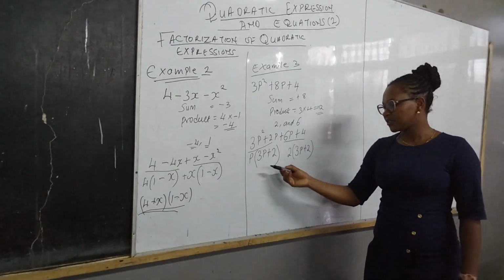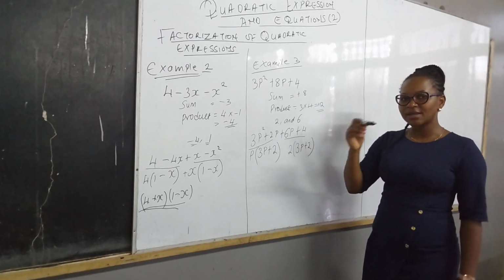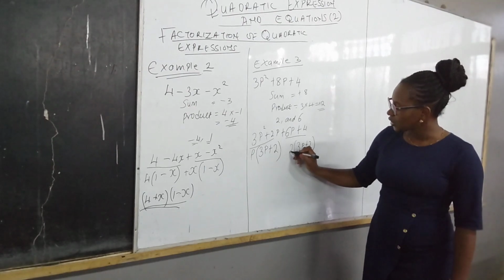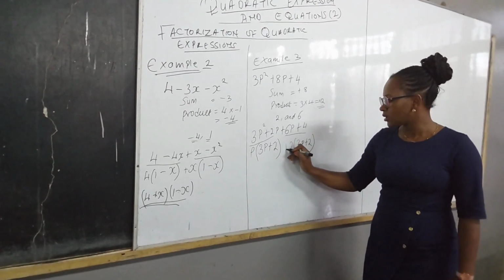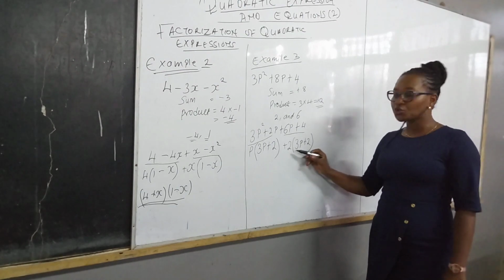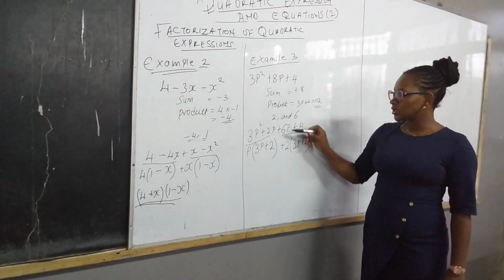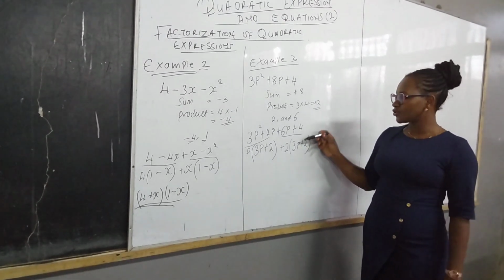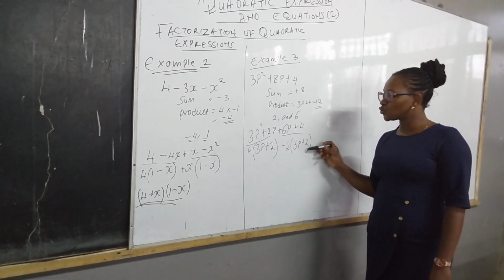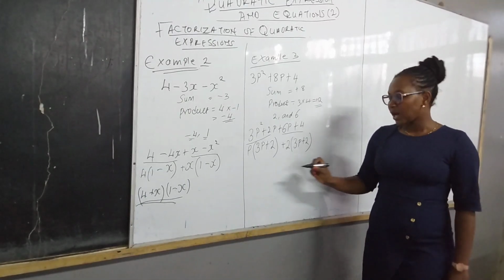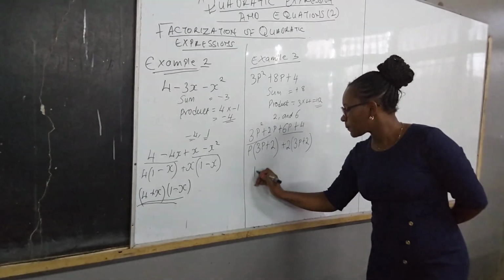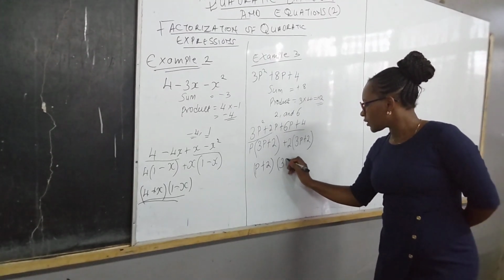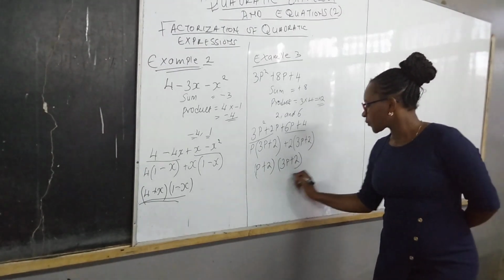Remember, whatever is in the first bracket must be the same as whatever is in the second bracket. And here the 2 must be positive, such that positive 2 times 3 we get positive 6, and positive 2 times positive 2, we get positive 4. And now to factorize, our answer will be p plus 2 multiplied by 3p plus 2. And that's our answer.